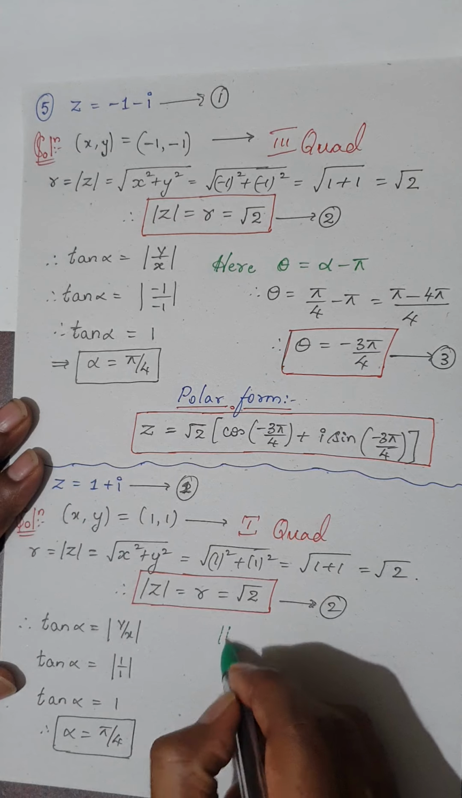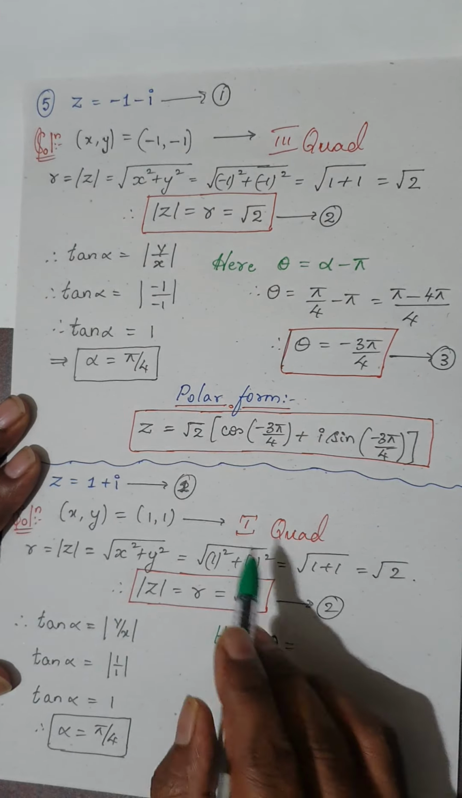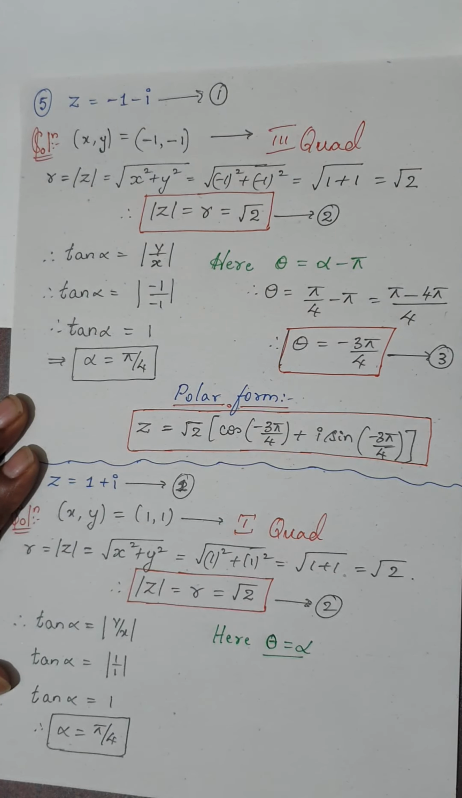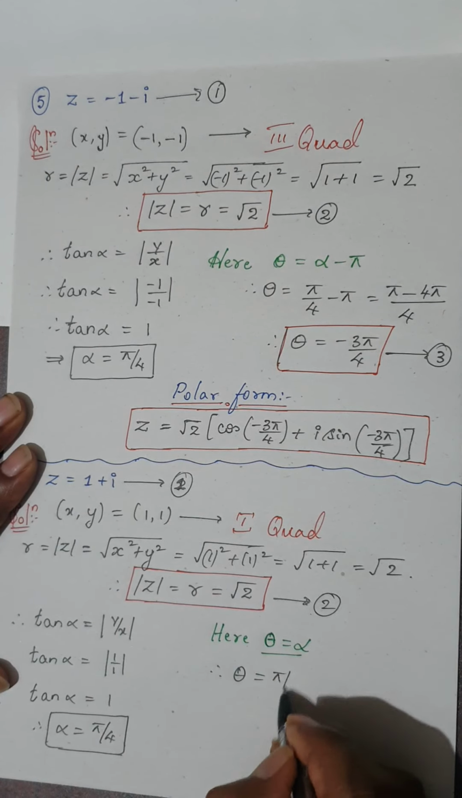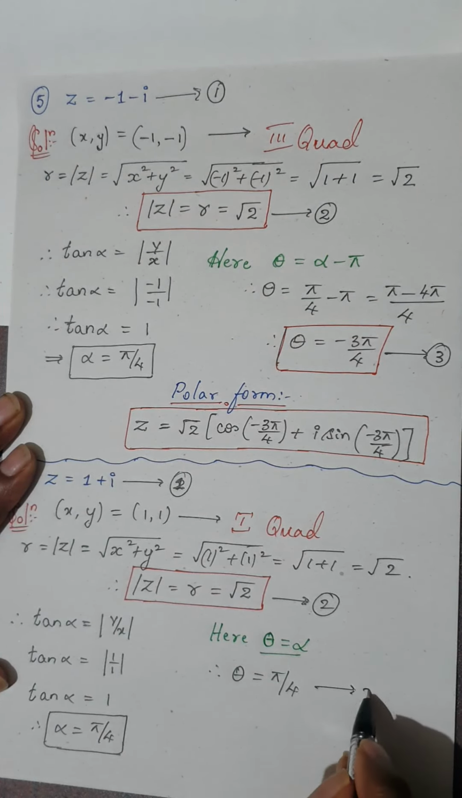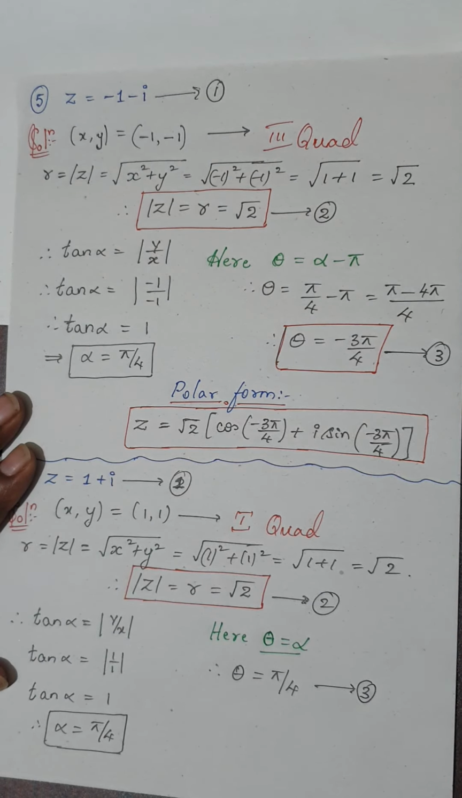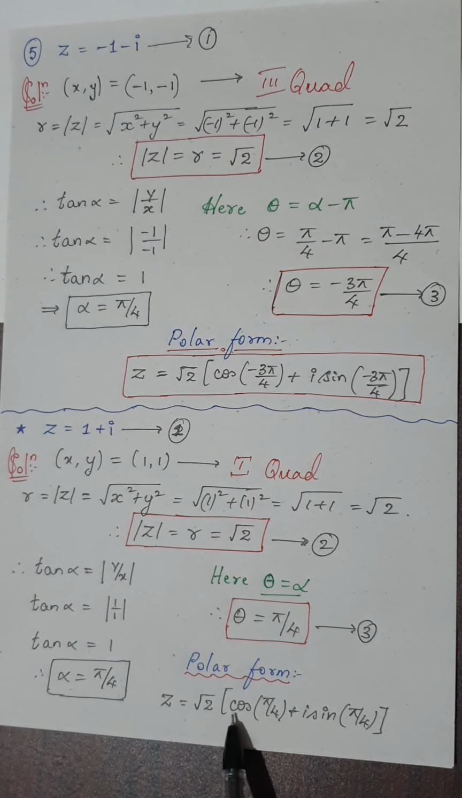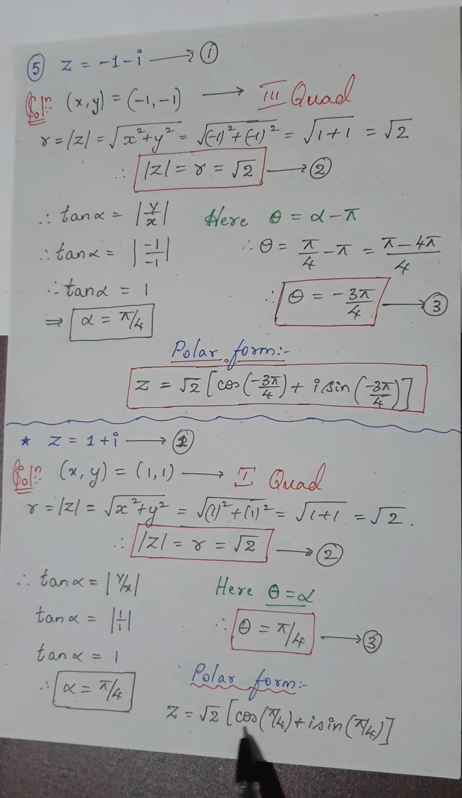But the only thing, as I told you, which changes is the value of theta. We know that in the first quadrant, theta value and alpha value are both the same, isn't it? Therefore, the value of theta would be pi by 4. You can take this as equation 3 and let us directly write the polar form. Hence, the polar form for this complex number would be root 2. R value is root 2. Root 2 into cos theta. Theta is pi by 4. So, cos pi by 4 plus i sine pi by 4.